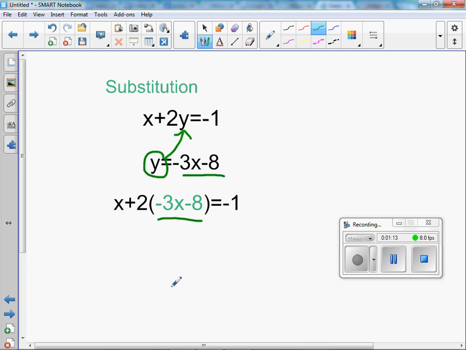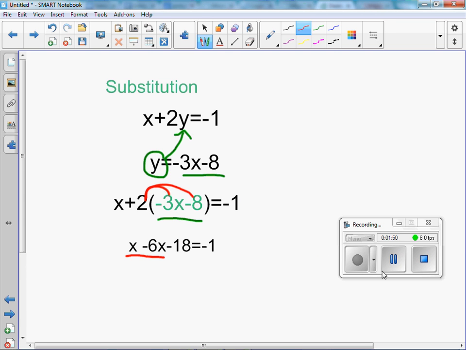When using this method, just take your time. Use two different colors of pencils if you want to, so you can see that I just replaced the y's. Substitution means I replaced the y's in the other equation. Now I'm going to do my distribution first. I distributed the 2 times the negative 3, I have negative 6x, and 2 times the negative 8 is a negative 18, and I wrote down equals negative 1.